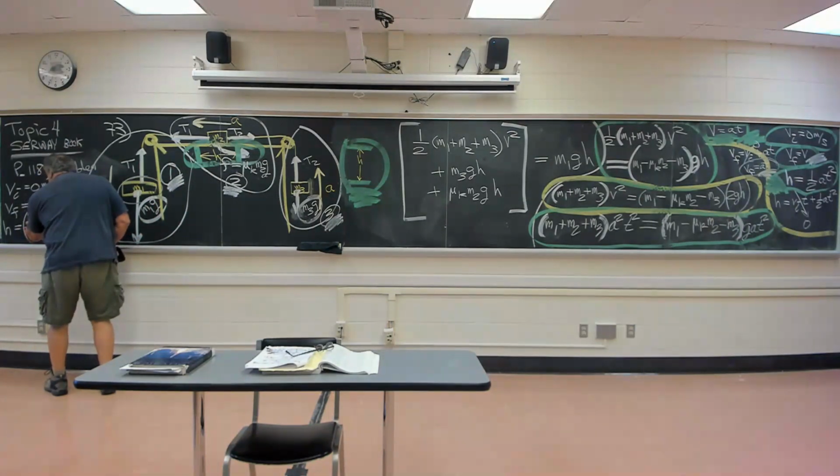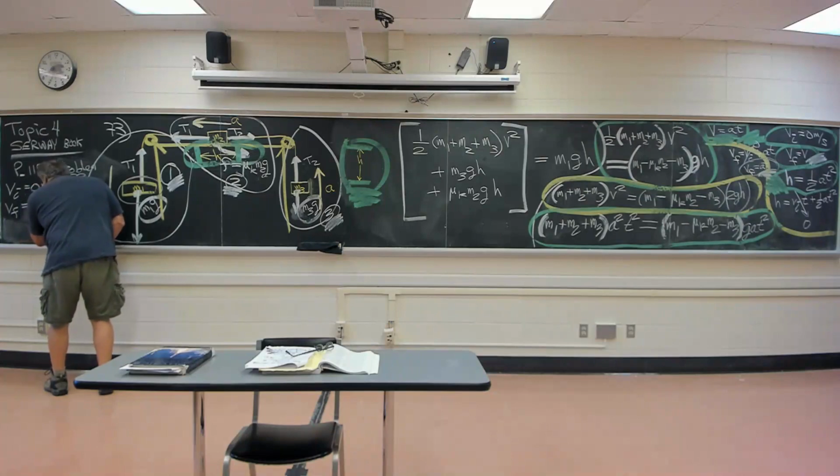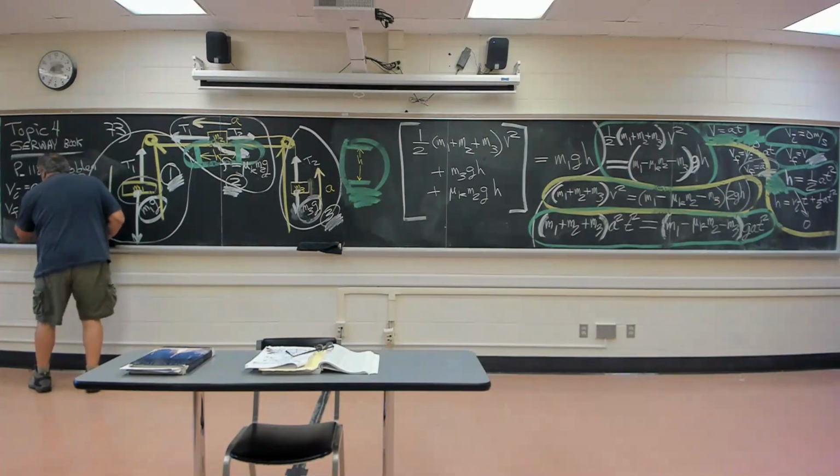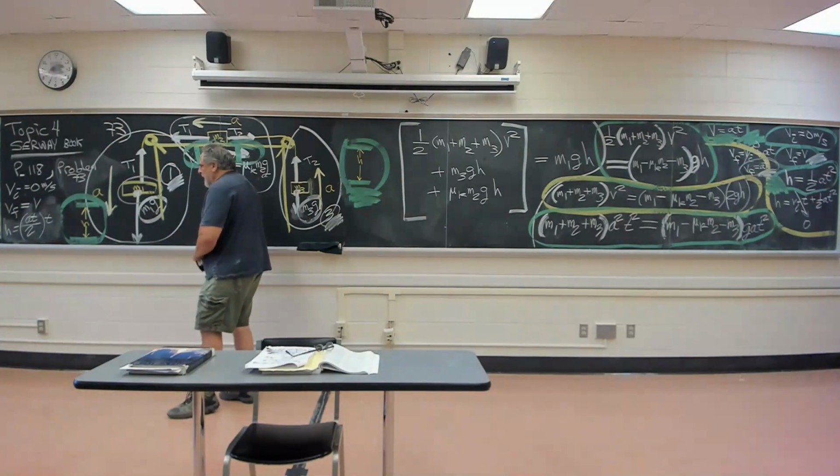Well, VF, we said, is VI plus AT. VI is 0. So VF is just AT. VF plus 0 is just VF, divided by 2, times T, will give you the distance traveled. H equals AT over 2 times T.